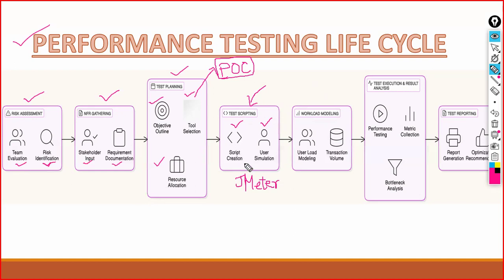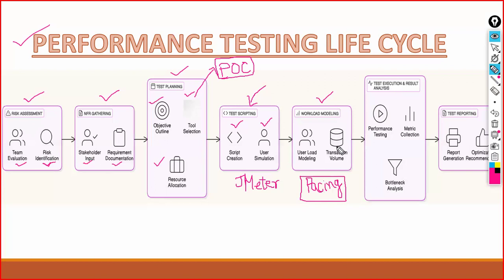Once the scripts are developed and the user simulation is done, then immediately we'll jump into the next stage, that is the workload modeling stage. In the workload modeling stage, we are going to use one formula called Little's law. With the help of the Little's law formula, we are going to calculate one major thing called the pacing value. The requirement here is to reach the required transaction volume, so we need to calculate one value called pacing. What is pacing, that we are going to discuss in our coming sessions.